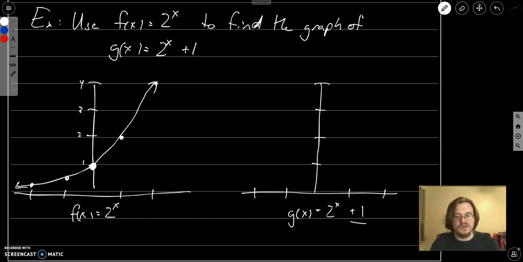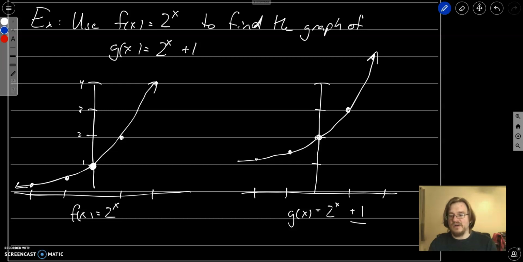So from 1, we'll go to 2. From 2, we'll go to 3. From 4, we'd go to 5. From 1/2, we'd go to 1 1/2. From 1/4, we'd go to 1 1/4. And now we have our function that shifted up.